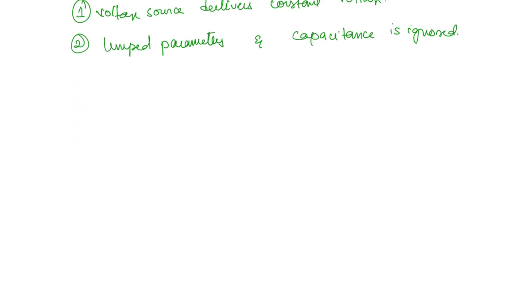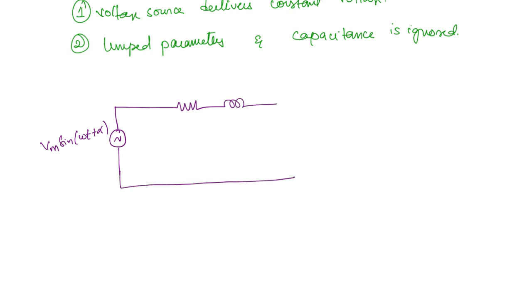So now we can draw the per phase circuit. You have one AC voltage source. You can take the voltage to be a sinusoidal quantity like this. Now this is the transmission line having resistance and inductance, because we are ignoring the capacitance. So this is R, this is L, and this current is I of t.